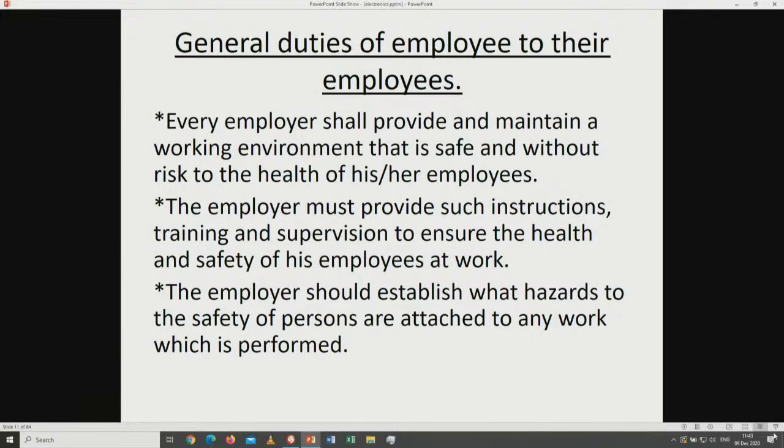General duties of the employers to their employees. Every employer shall provide and maintain a working environment that is safe and without risk to the health of his or her employees. The employer must provide such instruction, training, and supervision to ensure the health and safety of his employees at work. The employer should establish what hazards to the safety of persons are attached to any work which is performed.